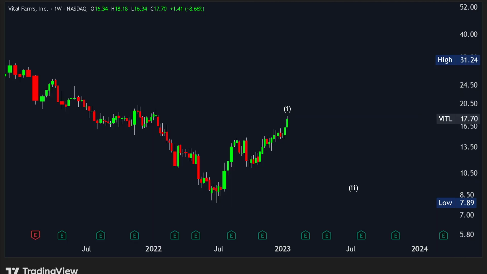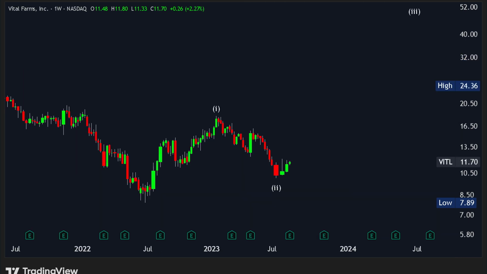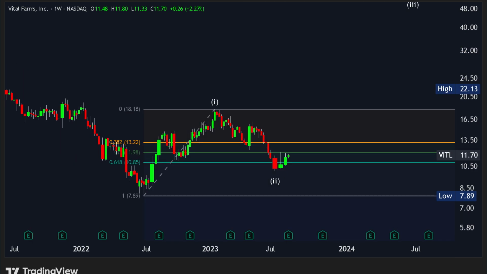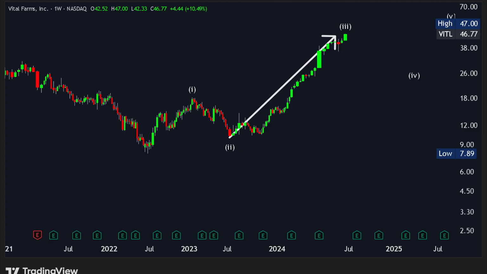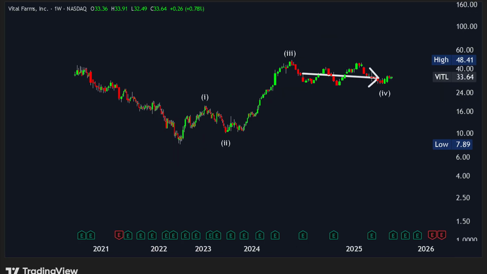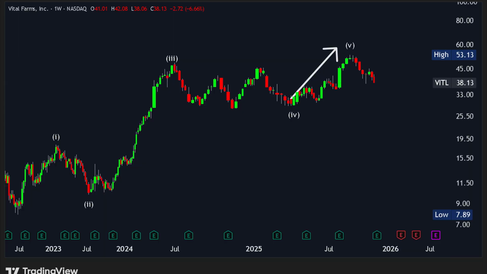On the daily chart, the first wave reaches approximately $18. The following correction returns around 70% of that move. It is deep, but price remains above the starting point of wave 1. After that, a strong third wave develops. Price then enters a long sideways fourth wave before moving above the third wave high.